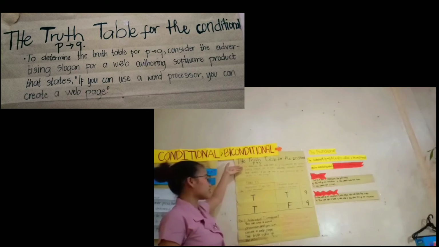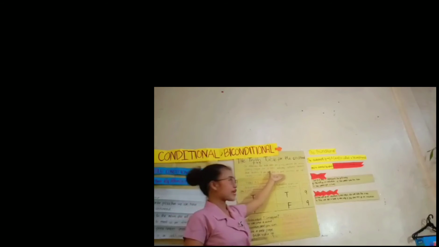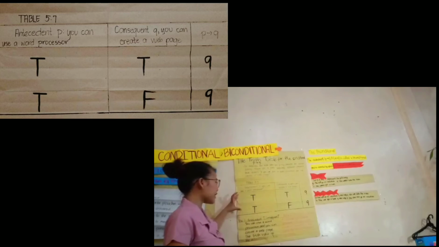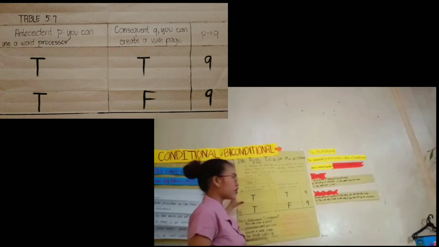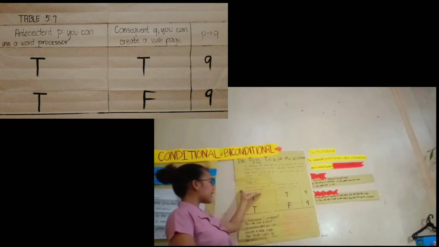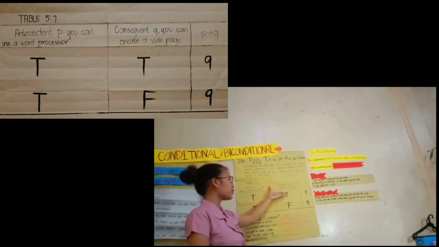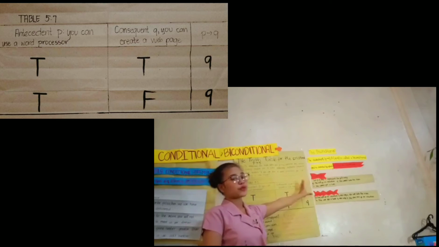We come now to the so-called truth table for the conditional P then Q, or P implies Q. To determine the truth table for P implies Q, consider the advertising slogan for a web authoring software product that states, "If you can use a word processor, you can create a web page." So, we have this table composed of 3 columns. First one is antecedent P, you can use a word processor. Second one is consequent Q, you can create a web page. And the third one is P then Q, or P implies Q.